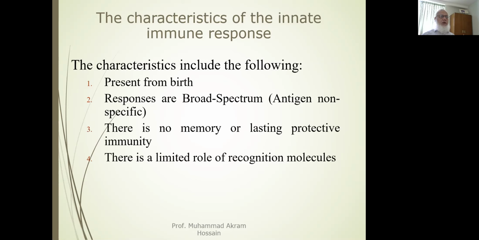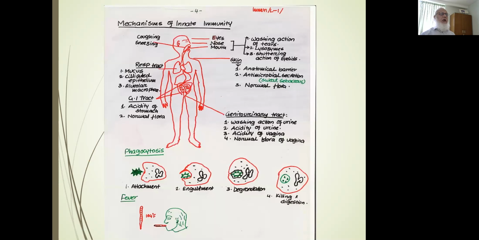There is a limited role of recognition molecule. This can differentiate between the foreign, that is microbes, and the host self tissues, but the role is limited. Previously, it was known that they don't have any recognition molecules, but nowadays there are some recognition molecules. The responses are phylogenetically ancient.